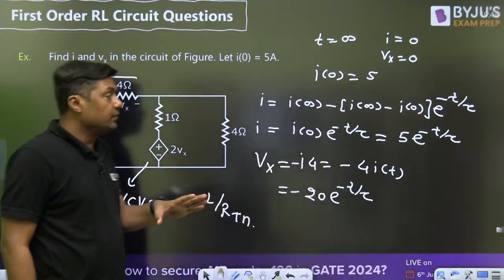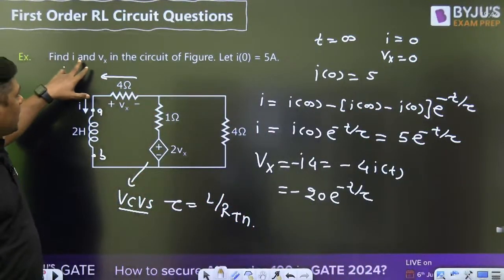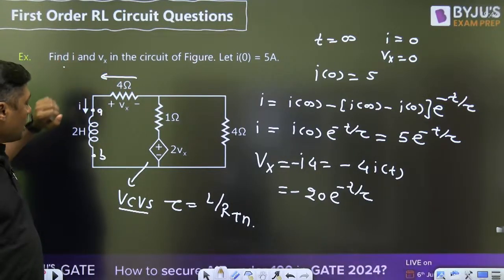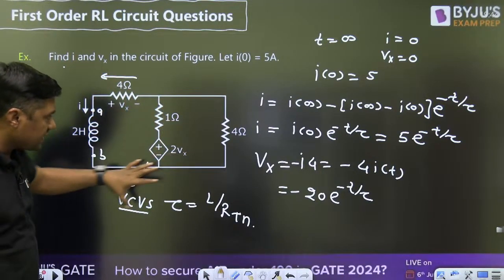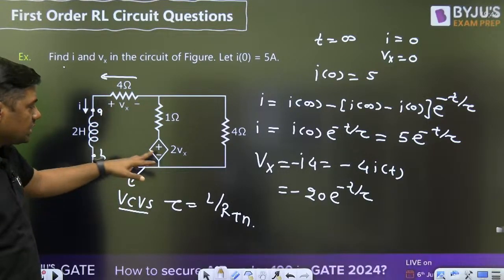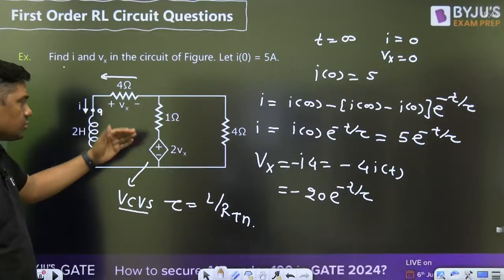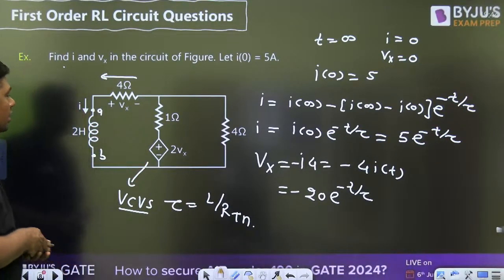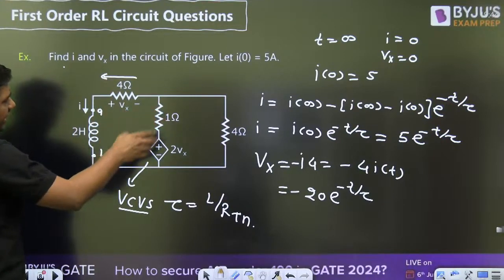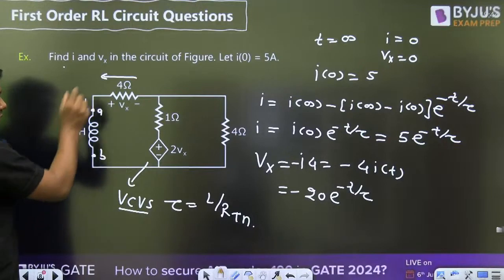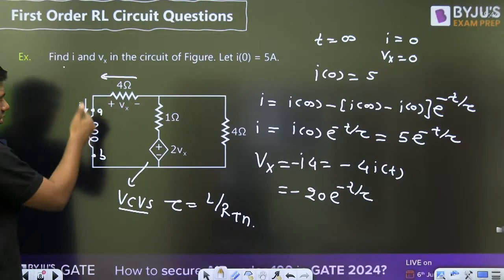Simply try to understand. What is written here? Find the I and Vx in the circuit of the figure. That is the equation we have to find. Once there are no active sources, meaning no voltage source, no current source. It is a dependent source. It is an active source, but it is a dependent source. No active independent sources are present in the circuit. So at t equal to infinity, what will happen? The inductor will completely discharge. So what is the voltage across the resistor? 0. What is the current through the inductor?